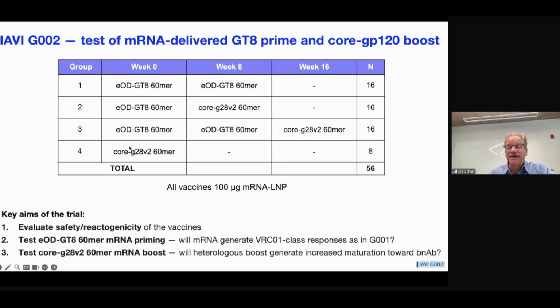And the fourth one is immunizing with the boost by itself, that in our mouse models doesn't induce VRC01 class responses, but we needed to know that in humans, and we needed to understand what you get if you just immunize with this in humans.